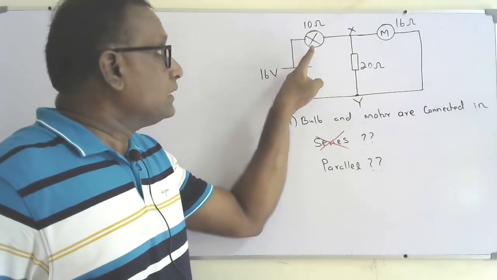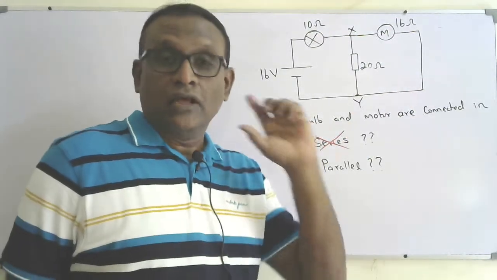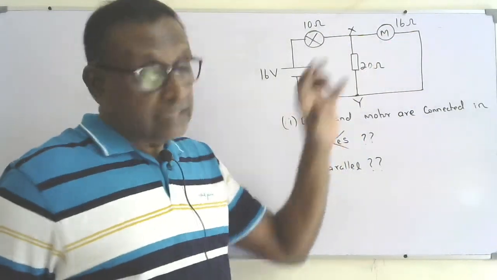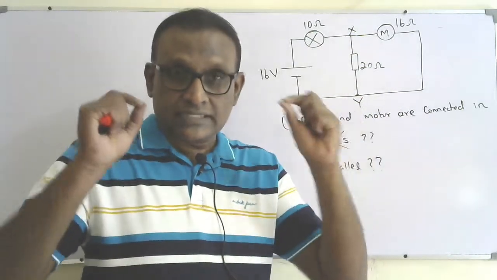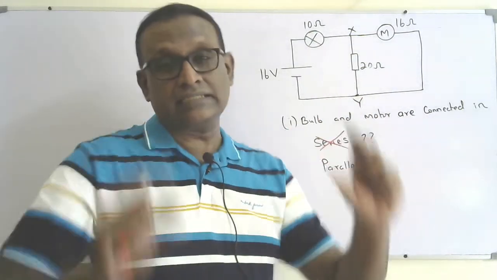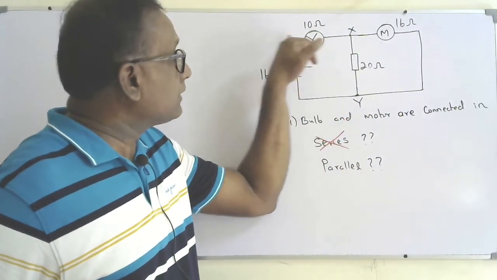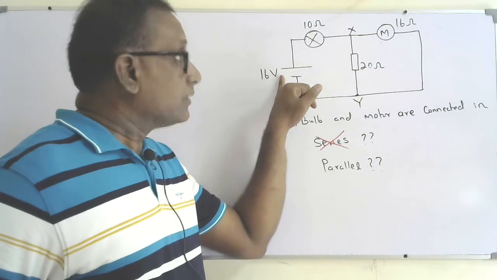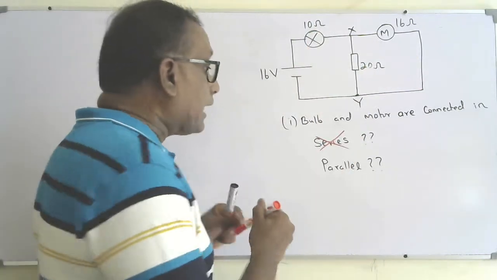So the motor and the bulb are not in parallel. If they want to be in parallel, both of their terminals must be connected across the same junctions directly. But here the bulb is connected to junction X, while the other terminal goes to the power supply. Therefore, the bulb and motor are not in parallel either.